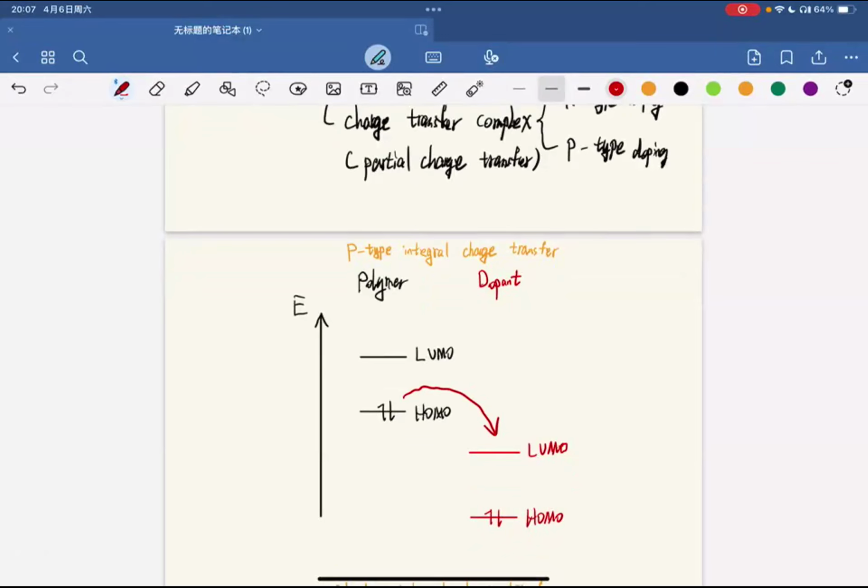During this process, holes are introduced in the polymer. The holes are positive charge, so we call the whole process the p-type integral charge transfer. P in p-type means positive charge.